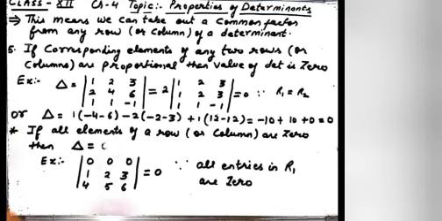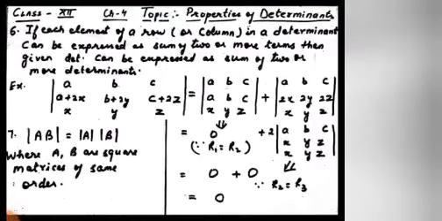There is a similar property: if all the elements of a row or all the elements of a column are completely 0, then the determinant is also 0. For example, if the first row is completely 0, then without any calculation we can directly write the answer as 0.